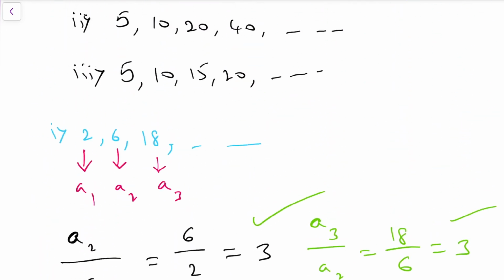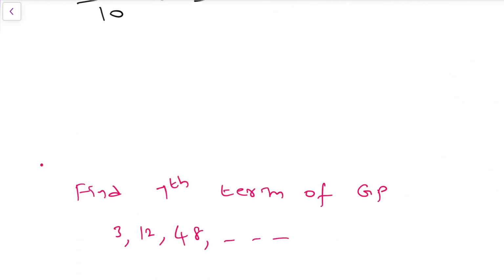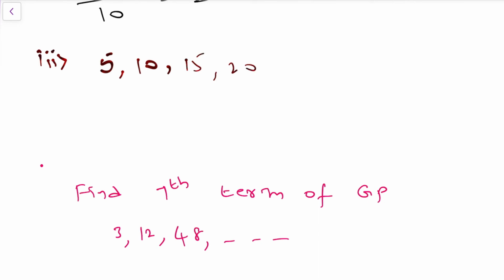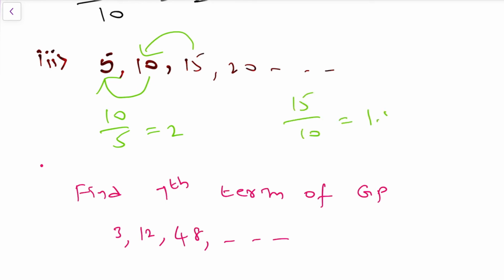Next, third question. 5, 10, 15, 20 and so on. Let us check it. Second term by first term, 10 by 5, nothing but 2. Third term by second term, 15 divided by 10 is 1.5. Here ratio is 2 and here ratio is 1.5. Both are completely different, so this is not in GP.